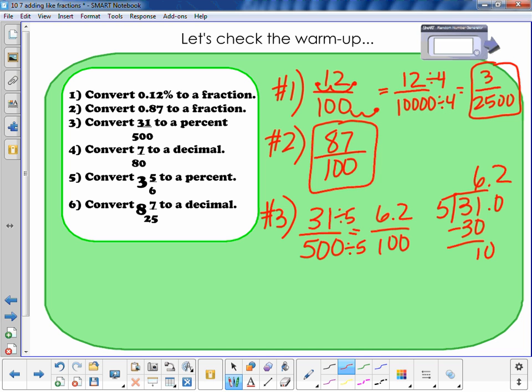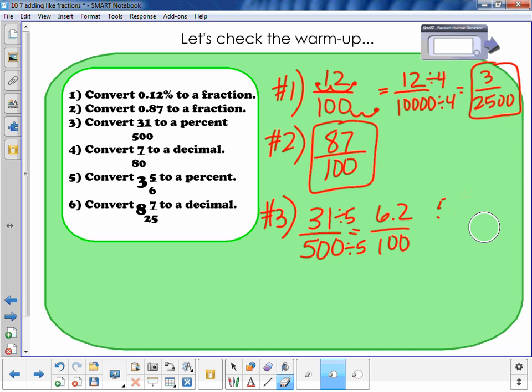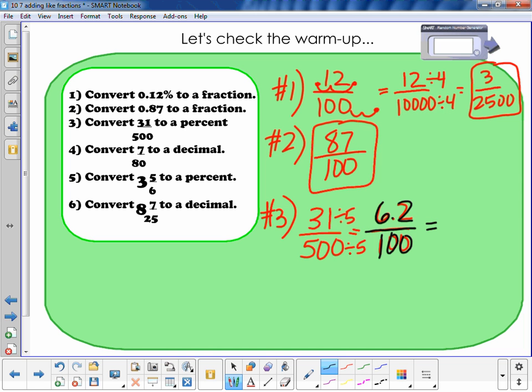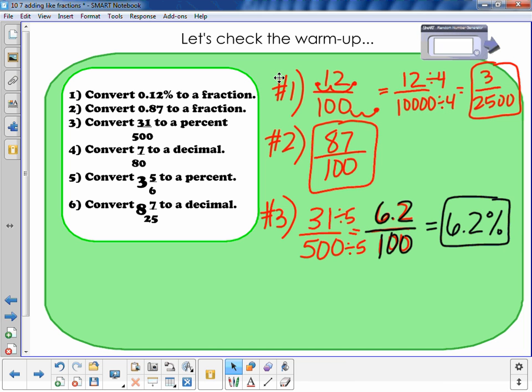Hopefully you did that in math. 6.2. And remember, when I read my fraction, I can say it's 6.2%. The bar means per, the 100 means cent. So you heard me say the percent automatically, 6.2%. Now, yes, there are multiple ways that you could have done this problem. Here's another way.